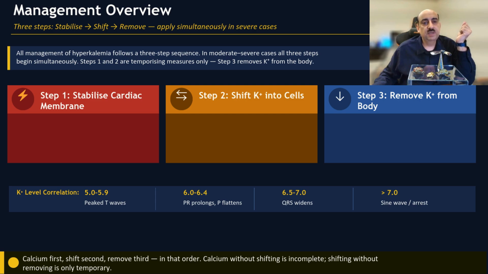Management of hyperkalemia, it's a three-step approach. Stabilize, shift, remove. Stabilize the cardiac membrane, shift the potassium intracellularly, and remove the potassium from the body. Now, please remember steps 1 and 2 are only temporizing measures, which means they are there to buy you time. They're not definitive treatments. The definitive treatment of removal from the body is step number 3. So, calcium first, stabilize, shift second, remove third, in this particular order. Now remember, calcium without shifting is incomplete, and shifting without removing is only temporary, as we said earlier.